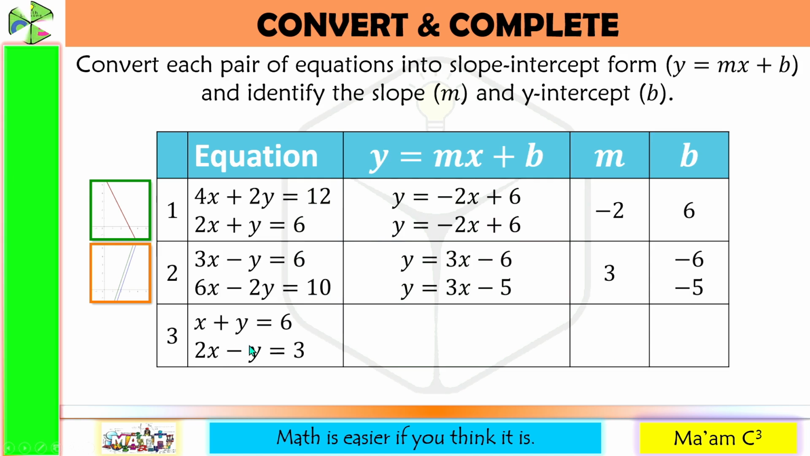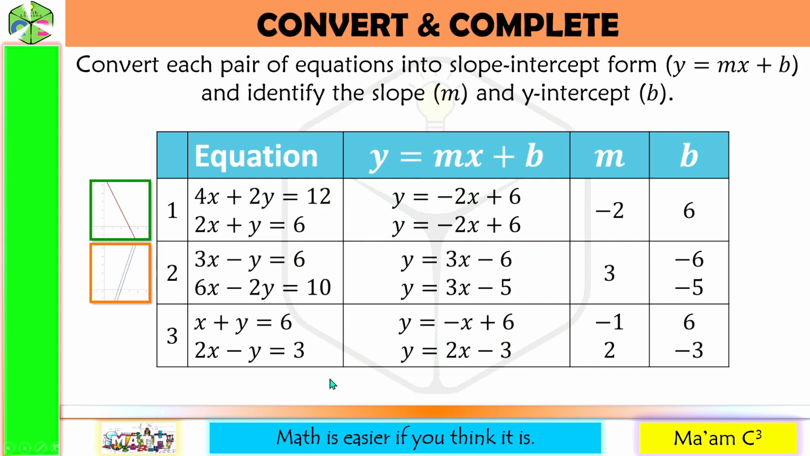For the third pair, so this will be y equals negative x plus 6, while this one is y equals 2x minus 3. So what do we observe here? We have different slopes. The first one is negative 1. The y-intercept is 6. The second one, the slope is 2, and the y-intercept is negative 3.